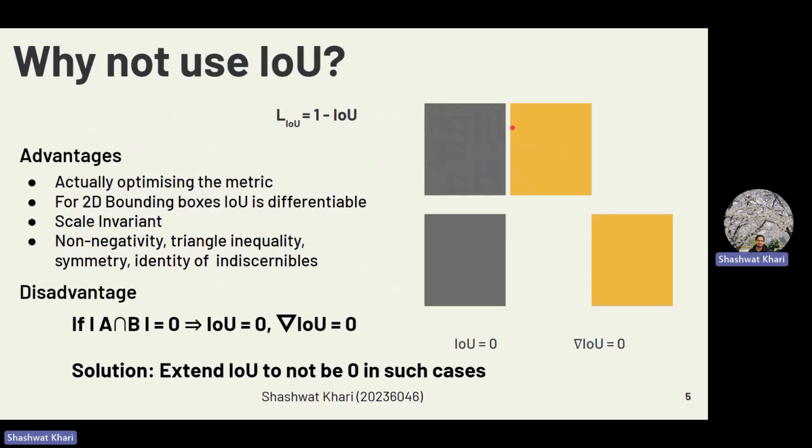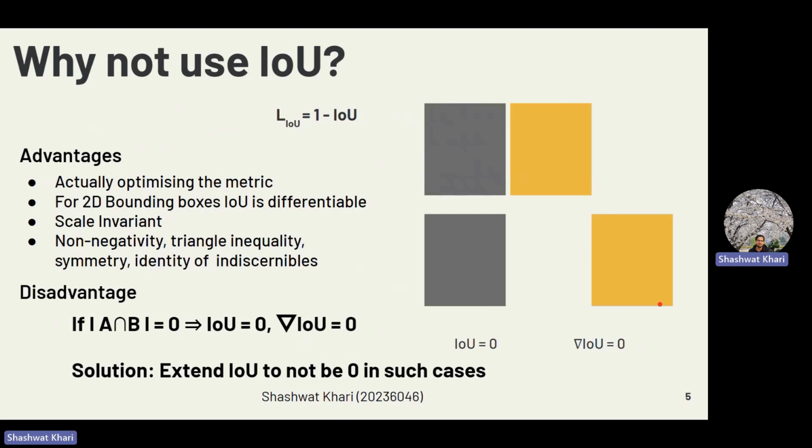Right. So why don't people use IOU, right? Why don't you just simply define a loss as 1 minus IOU, right? Well, doing this has some advantages in the sense that IOU is scale invariant. IOU is differentiable for 2D bounding boxes. It has got other nice properties such as non-negativity, triangle inequality, and so on. But the disadvantage is pretty big. It's that when A intersection B is 0, your IOU is 0, and then your gradient of IOU is also 0, right? So you're not backpropagating anything in that case, right? Also, both of these things have got the same IOU, even though this is perhaps closer to the ground truth compared to this, right?